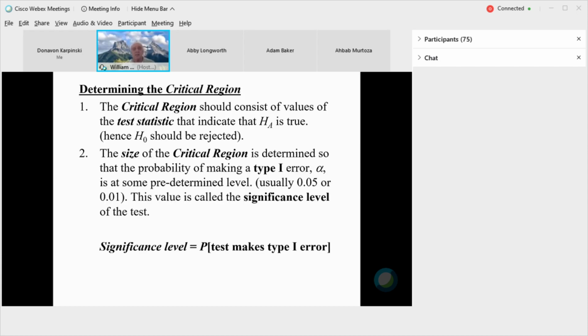The critical region should consist of all values of the test statistic that indicate HA is true, so H0 should be rejected. The size of the critical region should determine the probability of a type 1 error, which should be alpha. And the usual choices for alpha are 0.05 or 0.01.